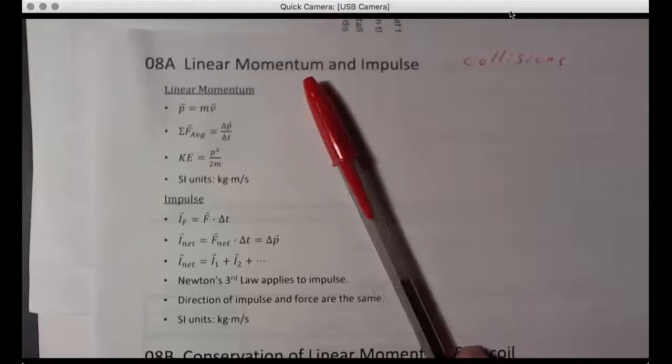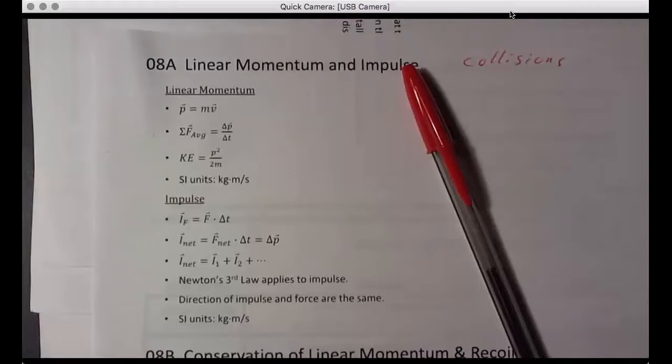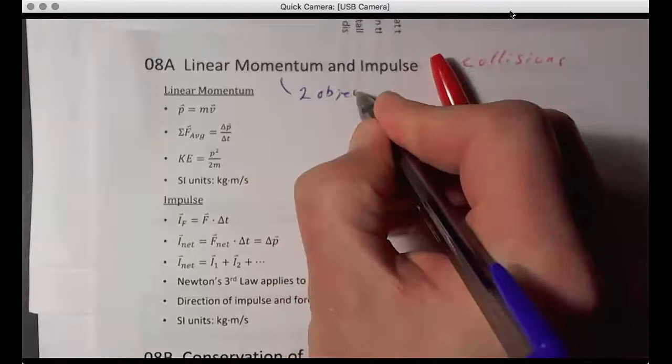Let's talk about linear momentum and impulse. These come from collisions. And I've lost my focus yet again, so let me catch it up at the top and bring it down. And there we have it. I'll leave the thing there to keep it. Linear momentum is what you care about when you have two objects. Impulse you care about when you have just one object.